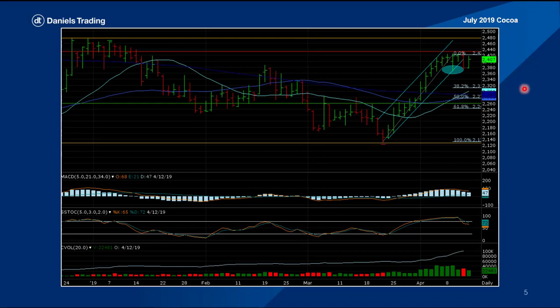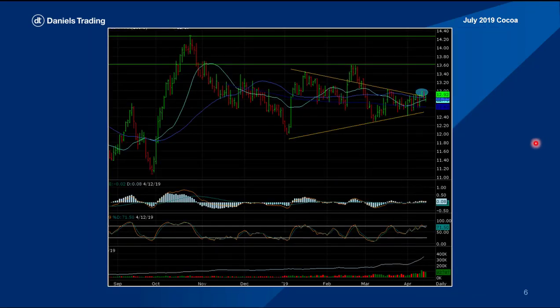Downside target would just be a 50% Fibonacci of this rally down to this level here. That price is 2278. Sorry, it's cut off on the chart there, but 2278 is that 50% Fibonacci retracement. There's also some highs and lows in here that could act as a potential support level. So that would be the first target on this trade.